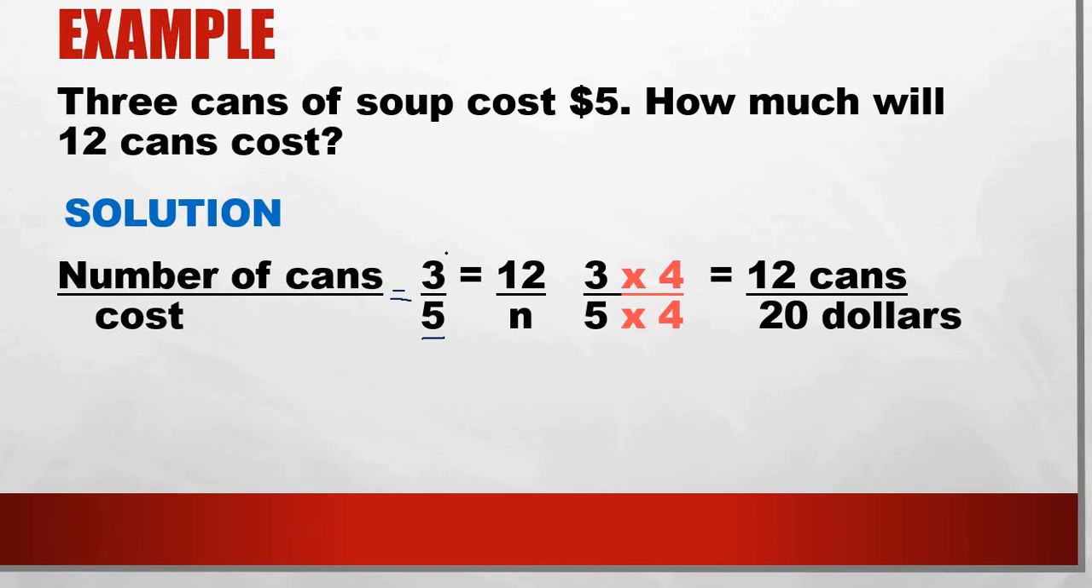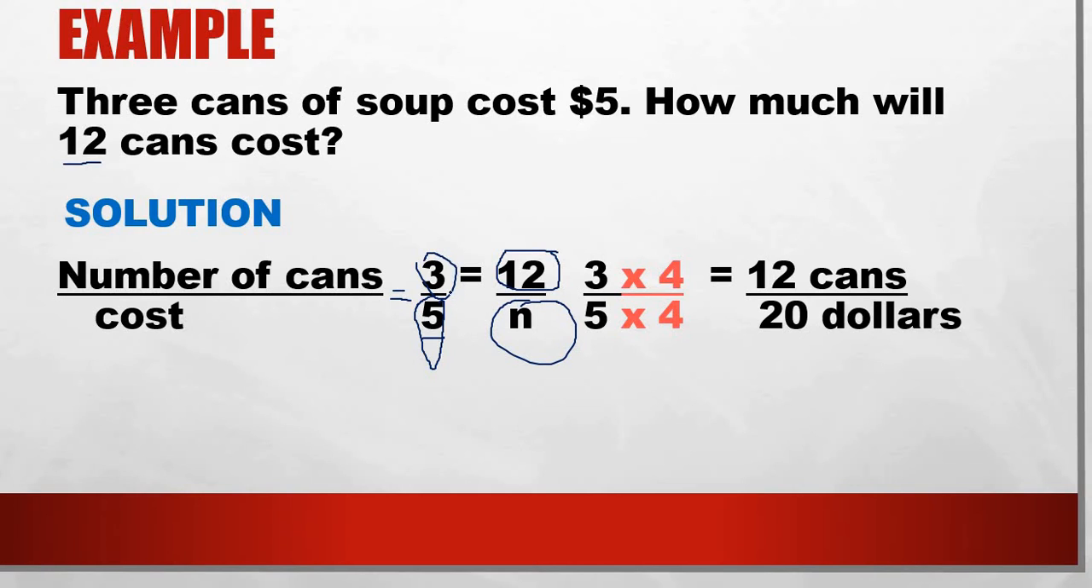So this is the number of cans. Let me circle it. And this is the cost for the number of 3 cans. Now the question demands 12 cans, and I have it here, but I don't know the cost, so I need to figure that out.